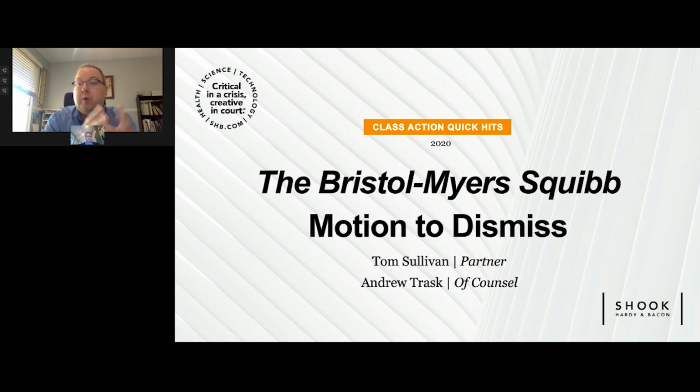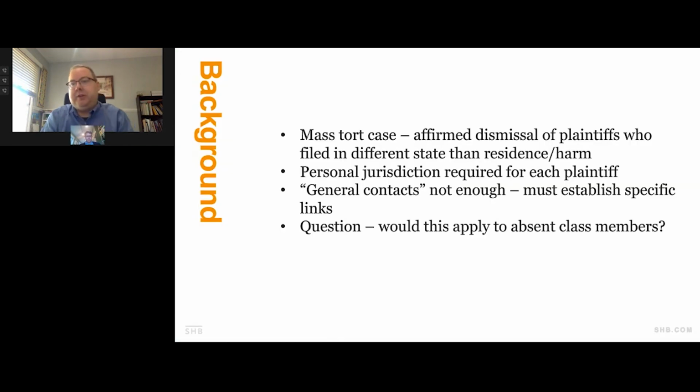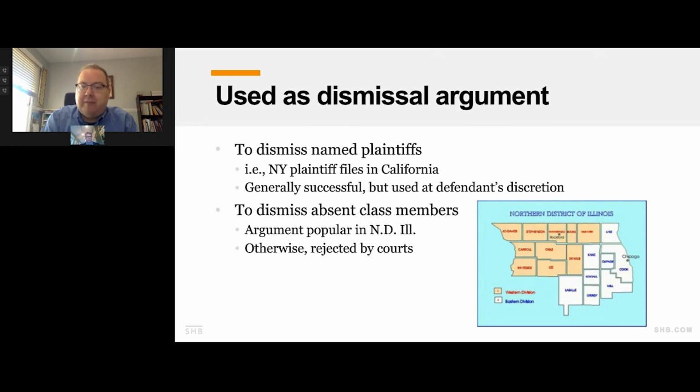In other words, let's say you're in the Northern District of Illinois, and you have a Northern District of Illinois named plaintiff, but he's asserting claims on behalf of a nationwide class. The vast majority of the class members are going to be from the 49 other states in the United States and the District of Columbia. They would probably not have personal jurisdiction to assert their claims in the Northern District of Illinois. And the question became, could you dismiss the class claims at that point if you didn't have the personal jurisdiction or the specific jurisdictional links for these absent class members?